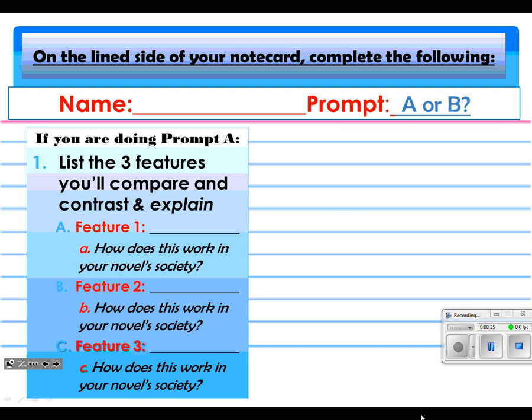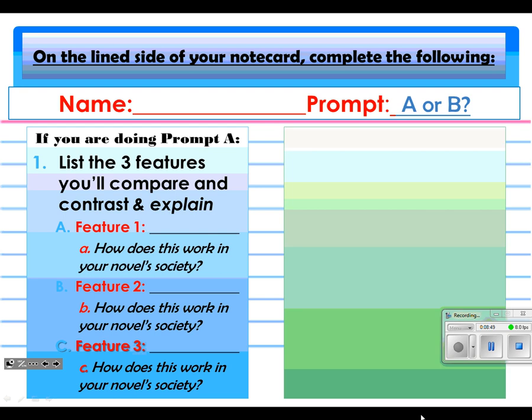After you copy down the 3 features that you'll use to explain your prompt, then you need to answer the question. It repeats 3 separate times. How does that feature work in Jonas's society? That's it.